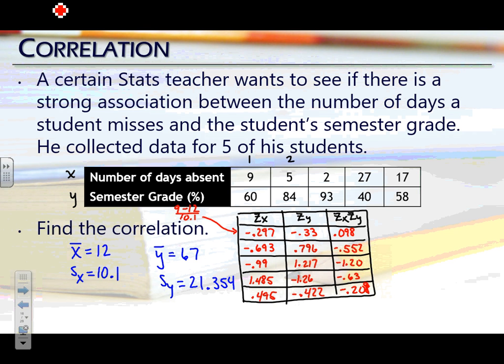Okay, so z-score for x, z-score for y, multiply the two columns. Just multiply straight across. Now, what we're going to do is take all of the values in this third column and add them all up. So 0.098 plus negative 0.552 plus negative 1.2.